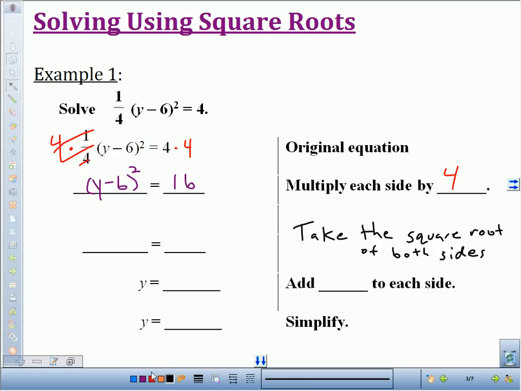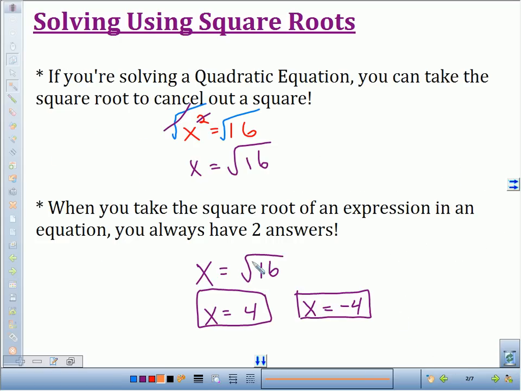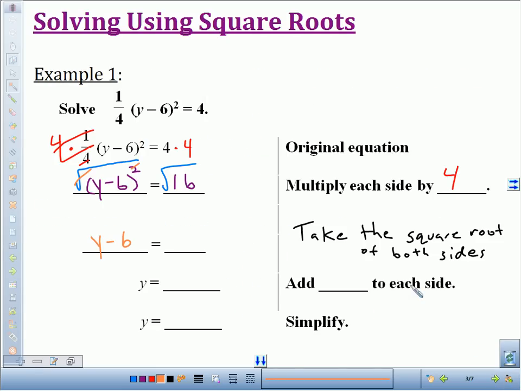When I do that, I'm going to take the square root of y minus 6 squared, the whole expression, and the square root of 16. Now we've already seen that the square root of something squared cancels each other out. So on this side, we just have y minus 6. Now on the other side, I have the square root of 16. But here's the thing. We know that the square root of 16 is either 4 or negative 4.